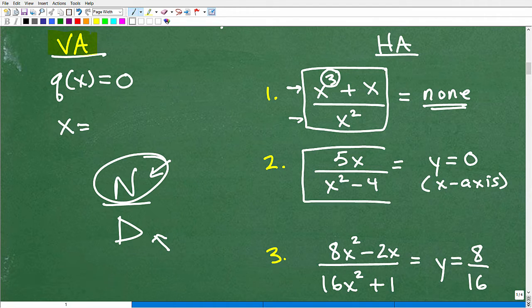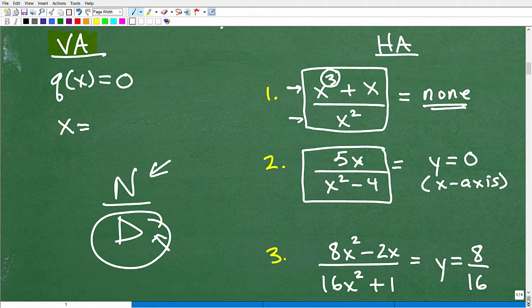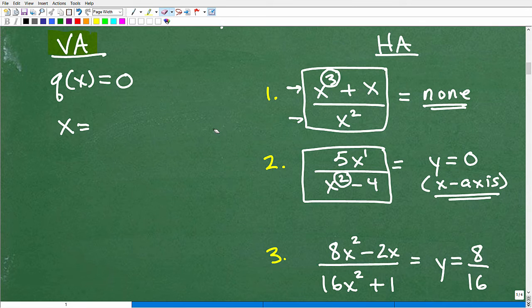So let's look at the second scenario. What happens if your denominator now has a higher degree than the numerator? So this is 5x to the first. Now we have x squared down here. If that's the case, okay, the horizontal asymptote is the line y equals 0, which effectively is the x-axis. Okay, so the x-axis here is going to be acting as the horizontal asymptote for that particular function's graph. All right, so again, not that difficult. We just have to go through these rules one by one.